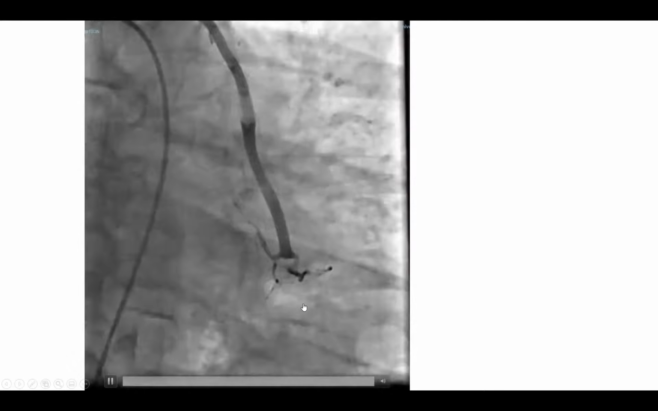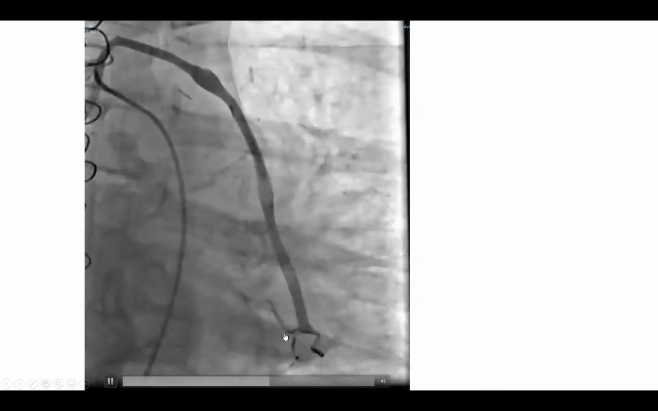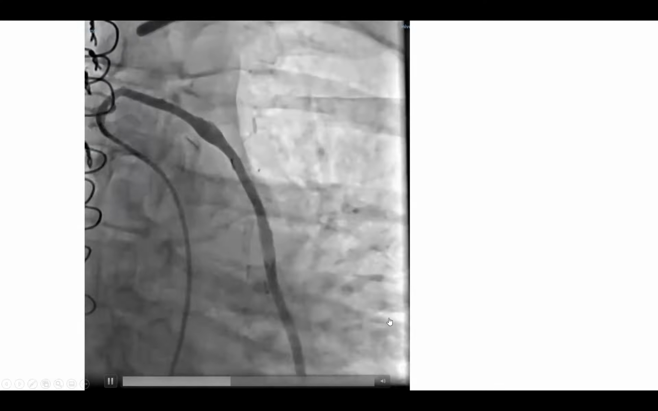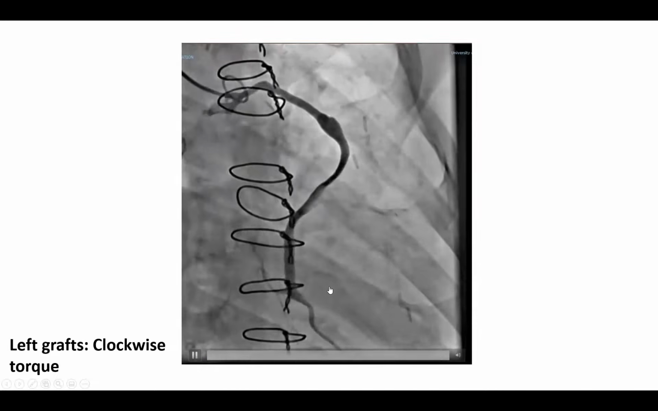Let me try to take another view here, and that shows you a caveat. I took an AP caudal, which is generally good for OM, but we don't see it well here. Does anybody know why we don't see the OM itself well here, and what view to take to improve seeing that OM? This is the AP caudal.